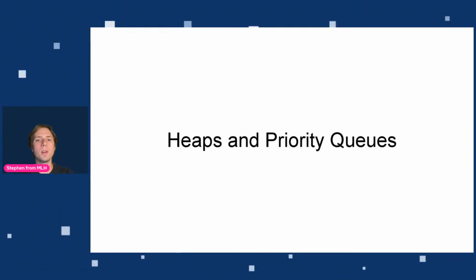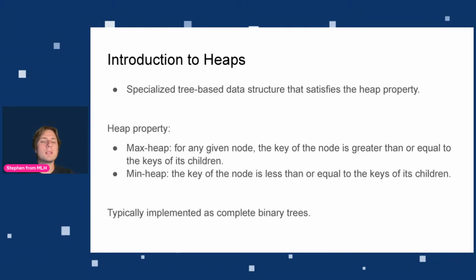All right, so now let's move on to our heaps and priority queues. This is another advanced concept here. So let's dive right in. It's basically a specialized tree-based data structure that satisfies the heap property.